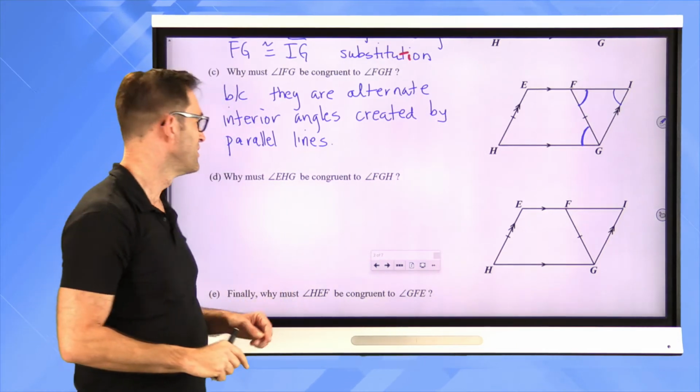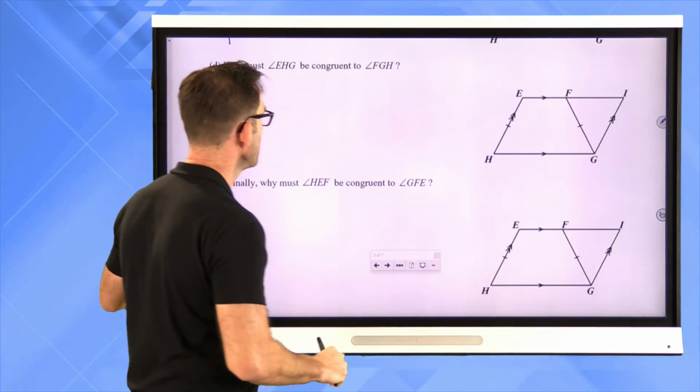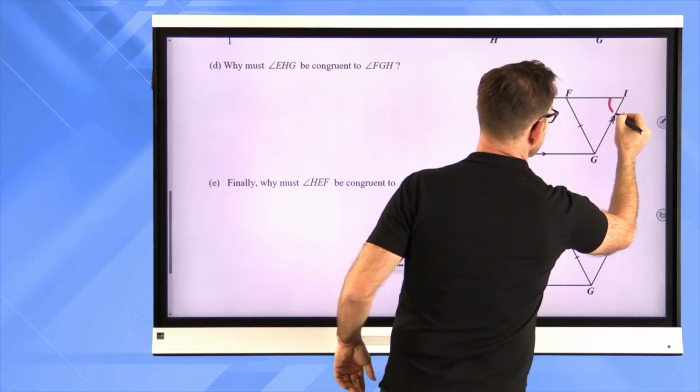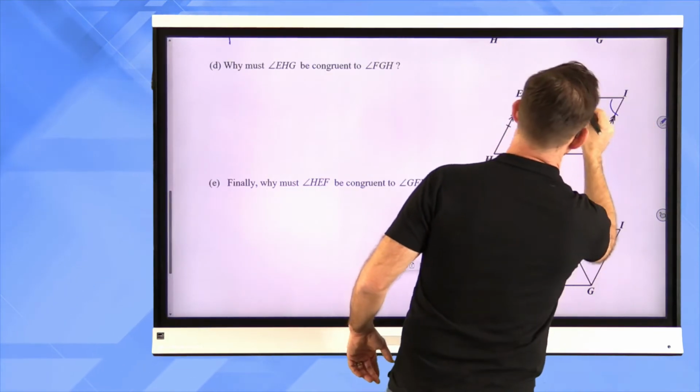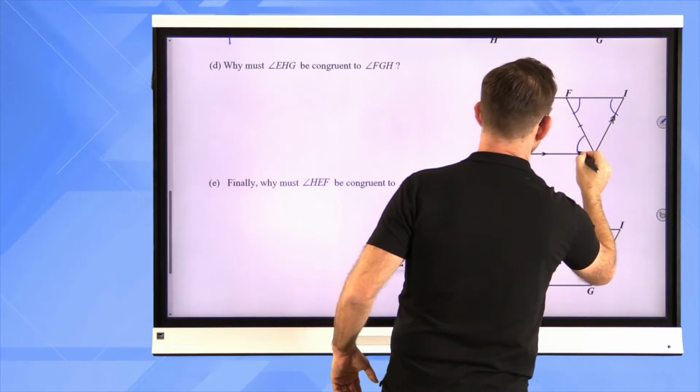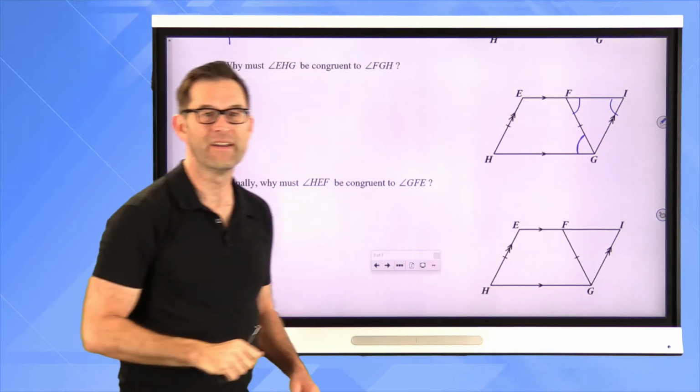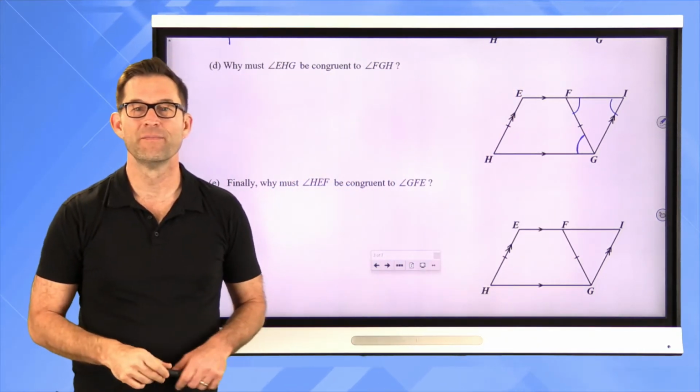Fantastic. Okay, so let me just move this up for a second. Let me mark these two congruent angles, and then these two congruent angles. All right, and now let's take a look at D.